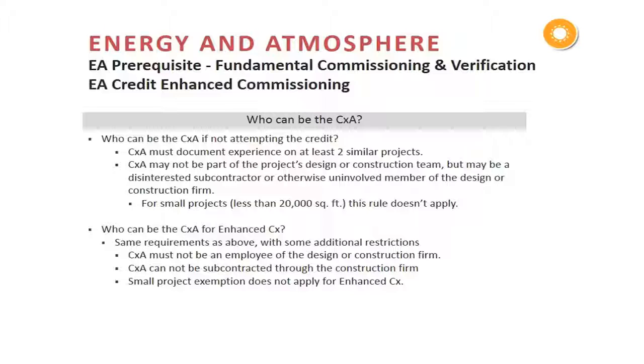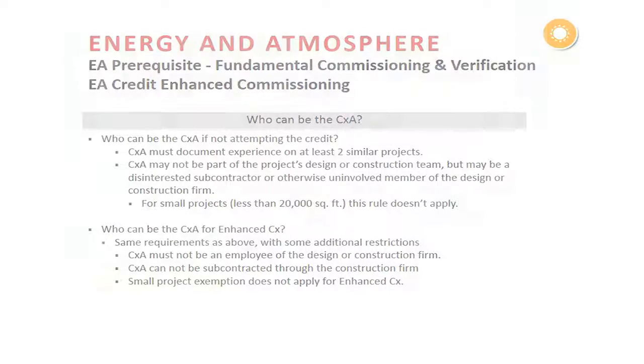Additionally, the commissioning authority can't be hired directly by the construction team, although they can be hired by the design team. And finally, the small project exemption, where they allow the designers to perform the commissioning duties, does not apply when projects are going for the credit.